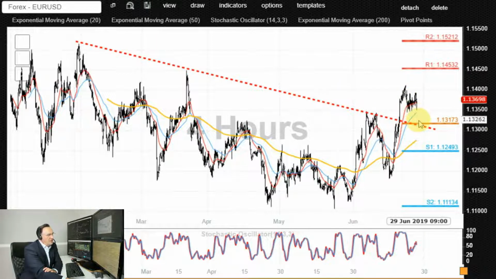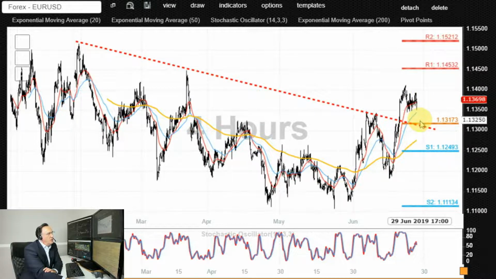A pullback to that level and a rally from there could potentially incentivize bulls to engage, potentially targeting highs at 1.14, 1.1450, possibly even 1.15, 1.1520 to the upside and higher.